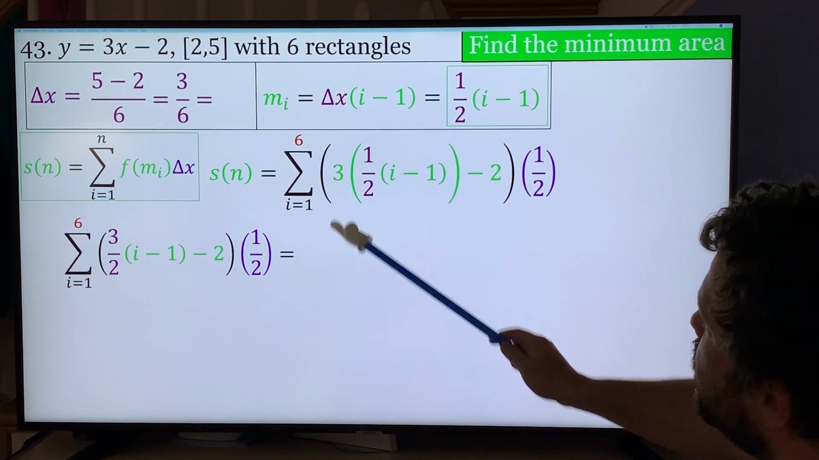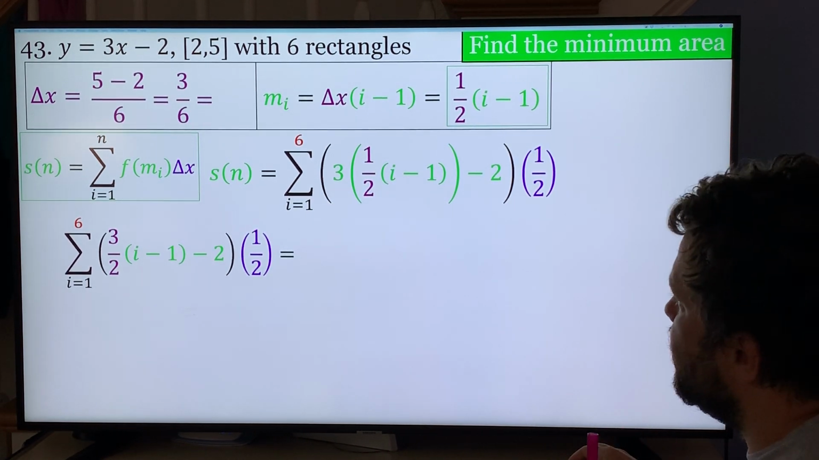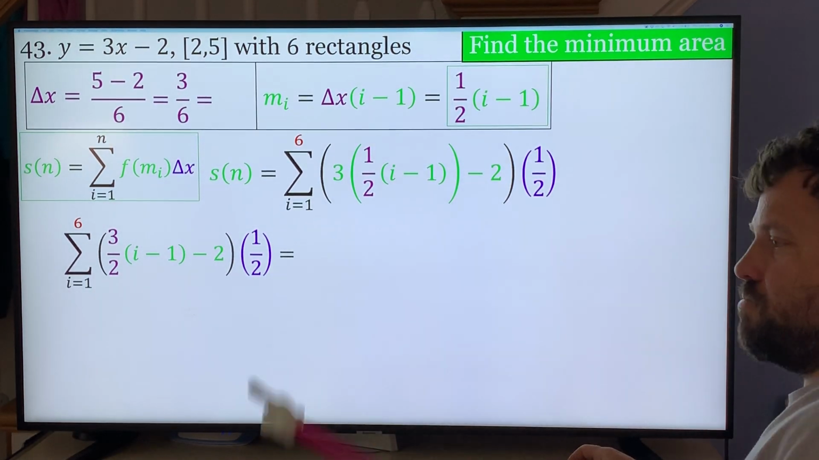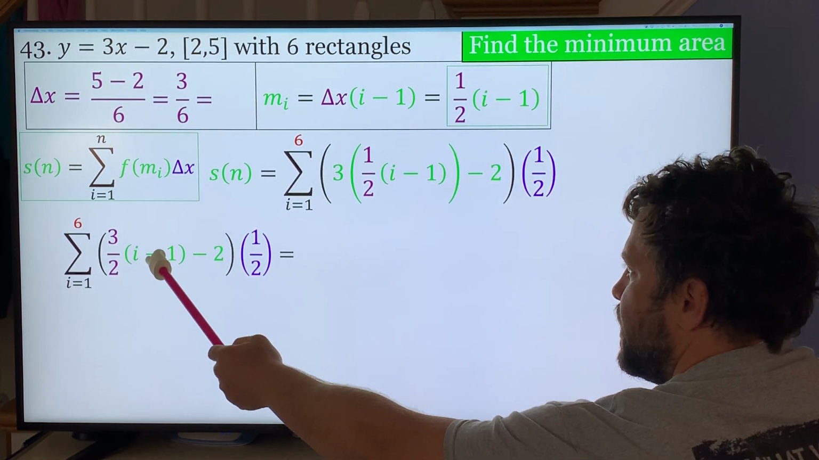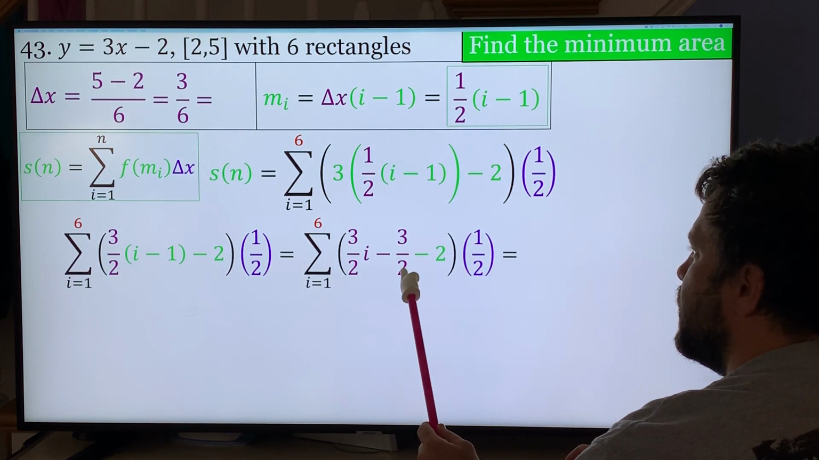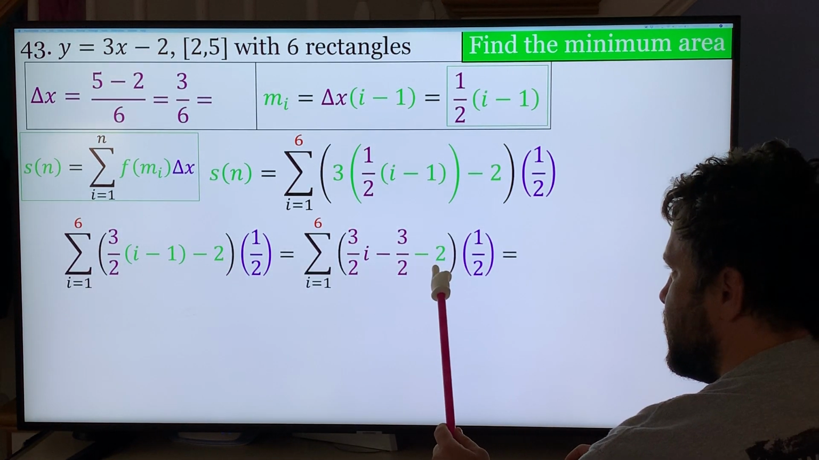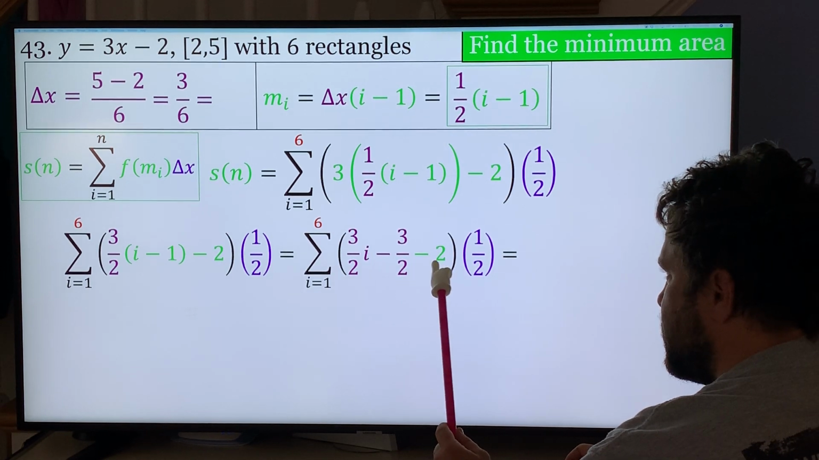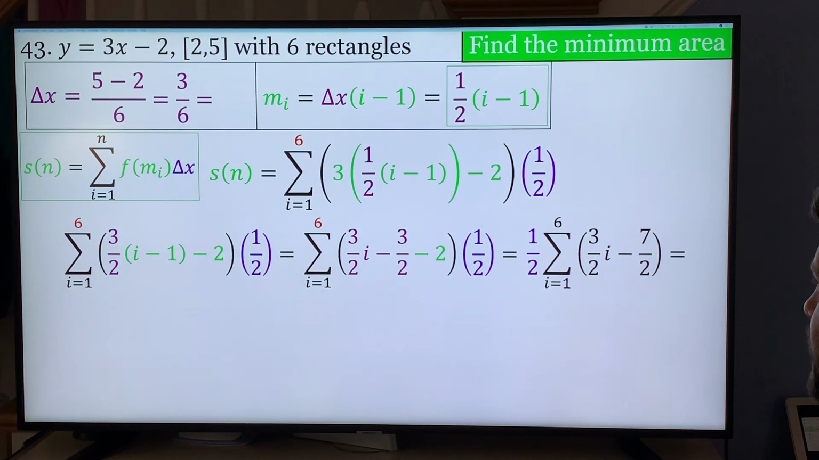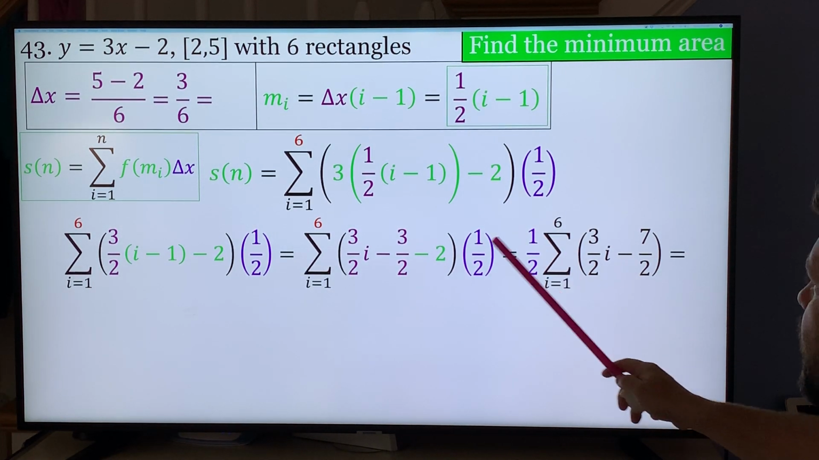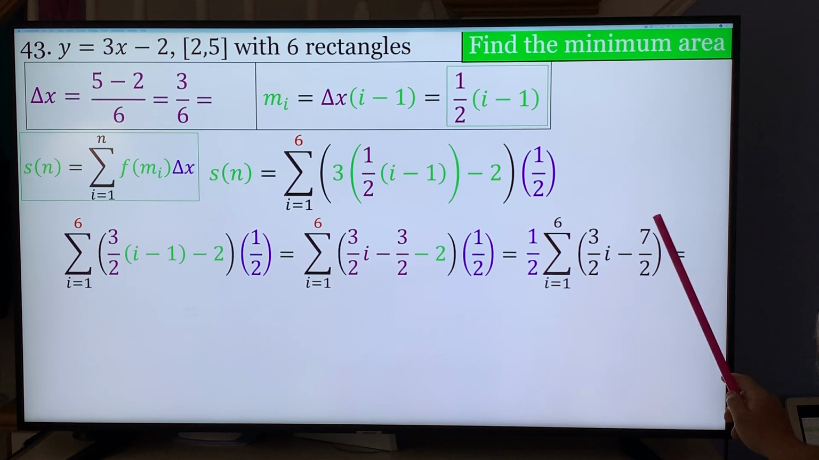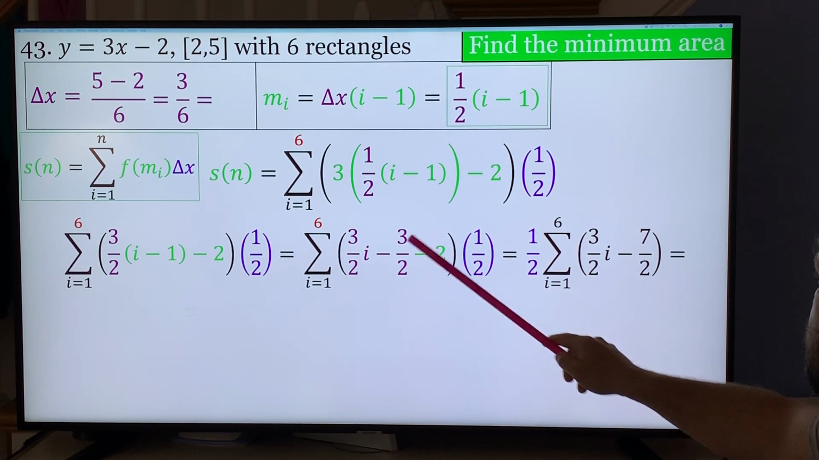All right? 3 times 1/2 is 3/2. So 3/2 i minus 3/2, minus 2 times 1/2. Distribute the 3/2: 3/2 i, minus 3/2, minus 2 is negative 7/2. So you get 1/2, and you're going to drag it out front: 3/2 i minus 7/2.